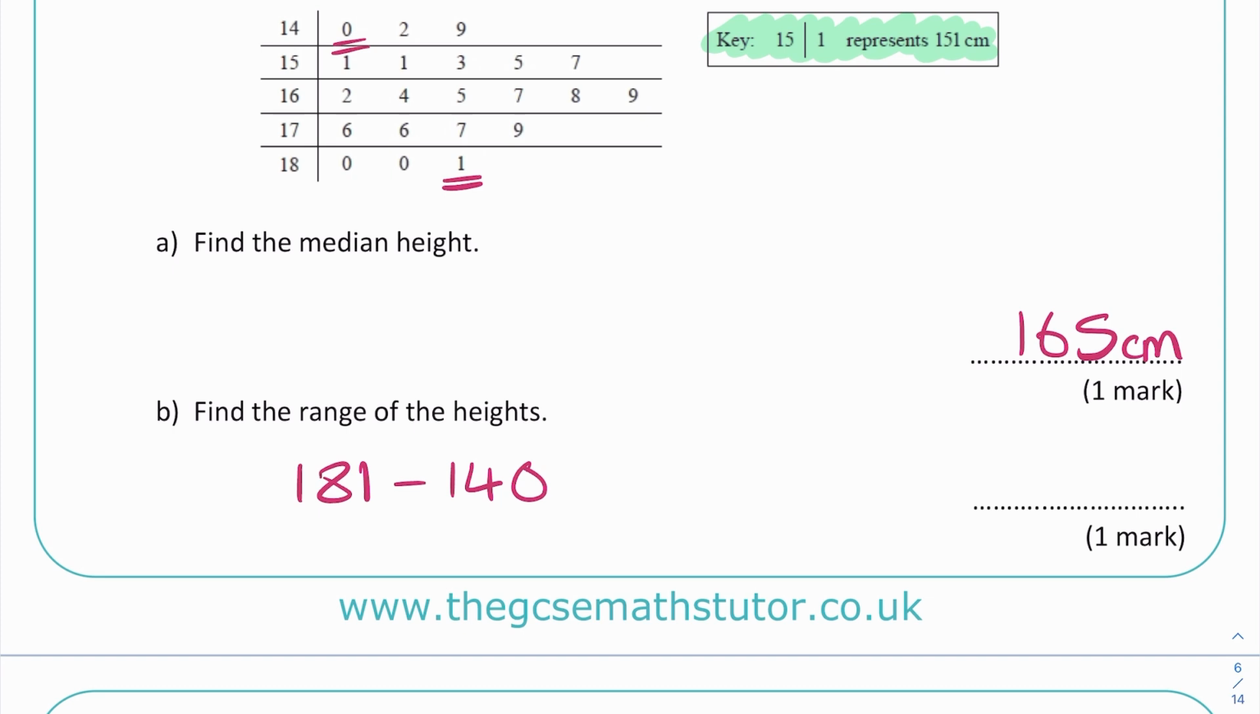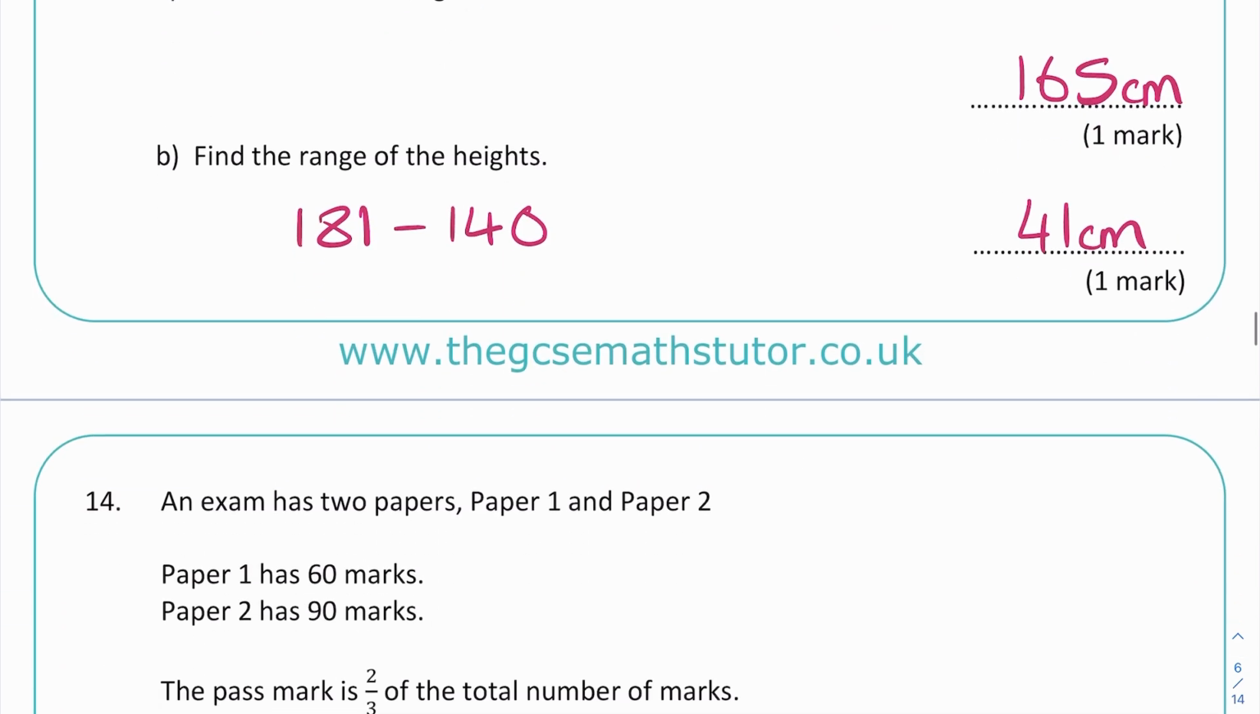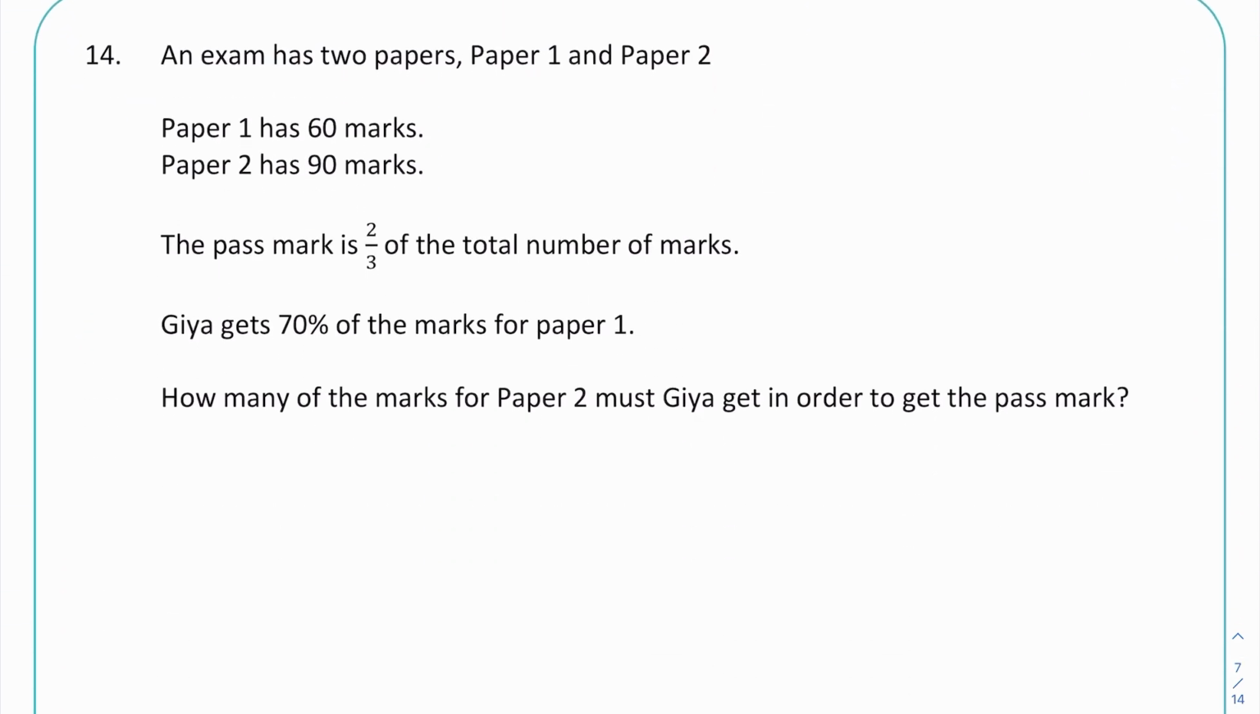Again, I'm just going to type that into my calculator though, 181, take away 140, confirm my answer, and there we go, 41 centimetres is the range of the heights, the distance between the biggest and smallest. On to question 14. An exam has two papers, paper 1 and paper 2. Paper 1 has 60 marks, paper 2 has 90 marks, and the pass mark is 2/3 of the total number of marks. Gia gets 70% of the marks for paper 1. How many marks for paper 2 must Gia get in order to get the pass mark?